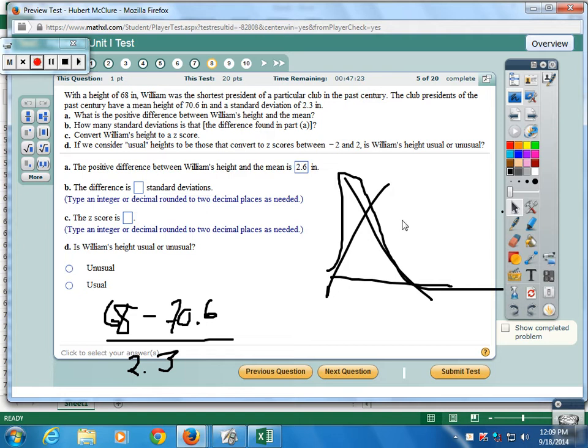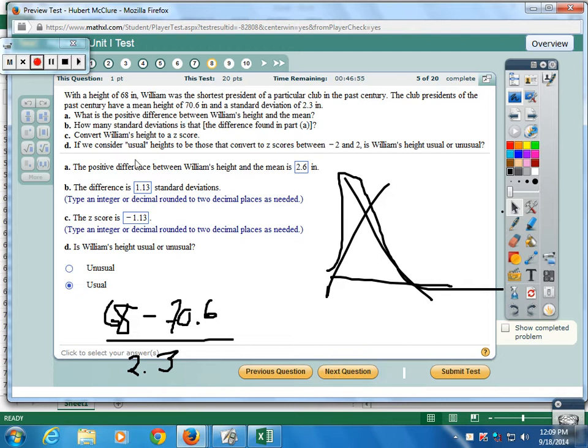And then what does the z-score come out to be? Negative 1.1. Yeah. Okay, well, that difference, that'd be 1.1. And the z-score is negative 1.13. Unusual or not unusual? Or usual? Usual. And that's how you do those.